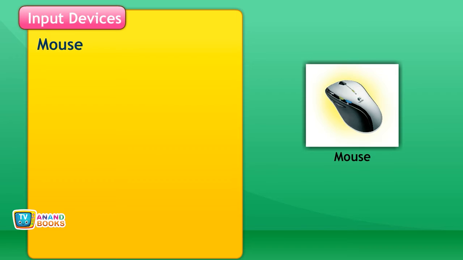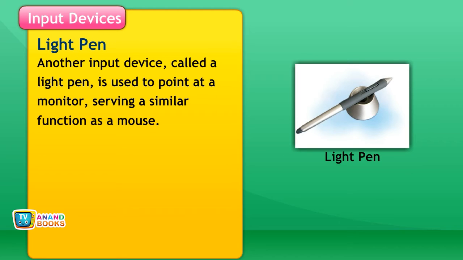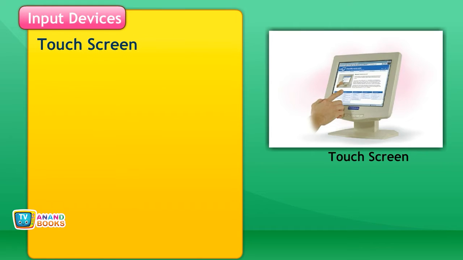Mouse. The mouse is used as a pointing device and to select options from menus. A tracker ball is used for the same purposes as a mouse and is popular on laptop computers. Light pen. Another input device called a light pen is used to point at a monitor, serving a similar function as a mouse. Touch screen.